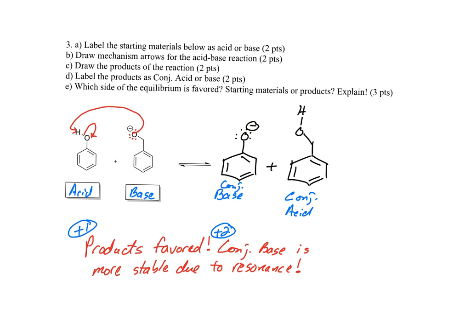You also could have written, you could have drawn resonance structures of the starting material, the acid, and said it's more reactive because of resonance. You could have also done that, right? So either way is a fine answer, but always the equilibrium lies towards the products.